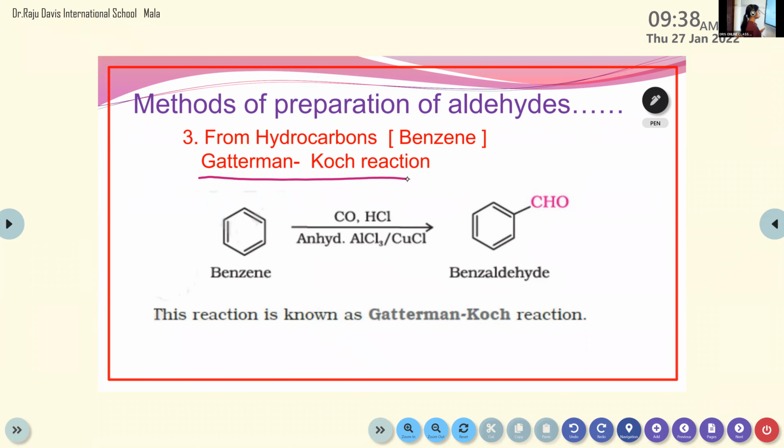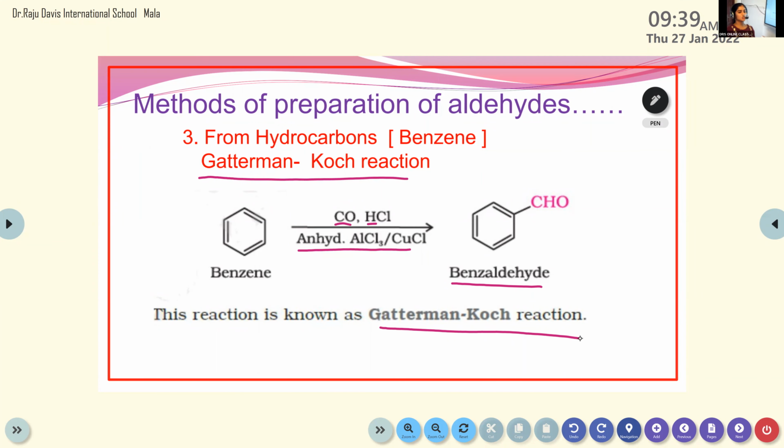Here the reaction is very simple. We are taking benzene, then the reagents are carbon monoxide and hydrochloric acid. The catalyst used is anhydrous aluminum chloride or cuprous chloride. Normal benzene will be directly converted to benzaldehyde. So the name of the reaction is Gutterman-Koch reaction.